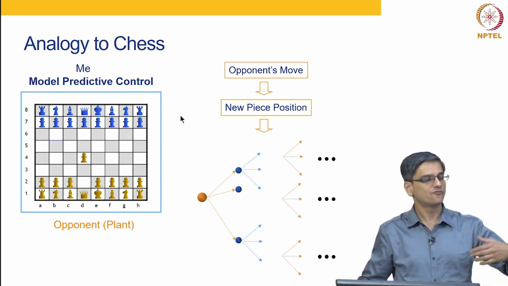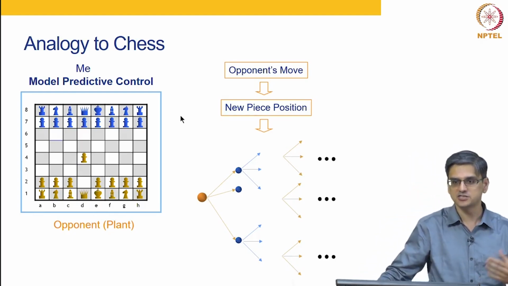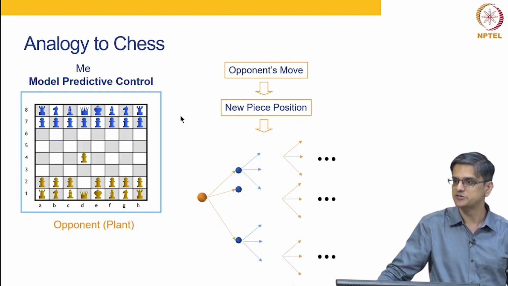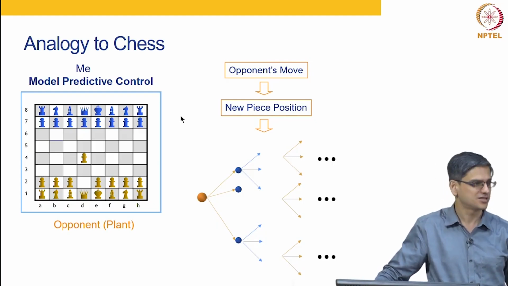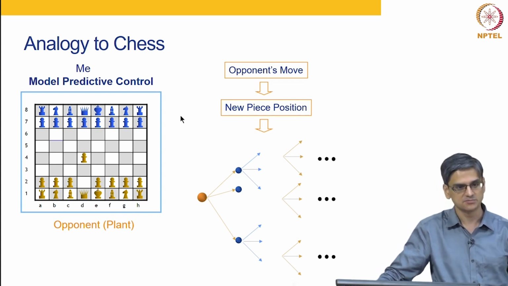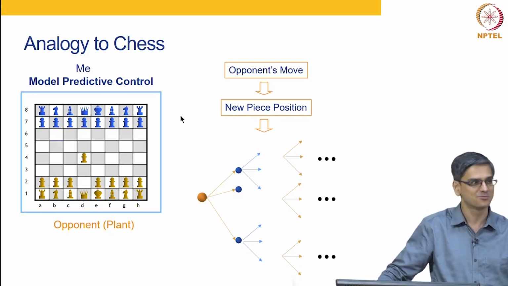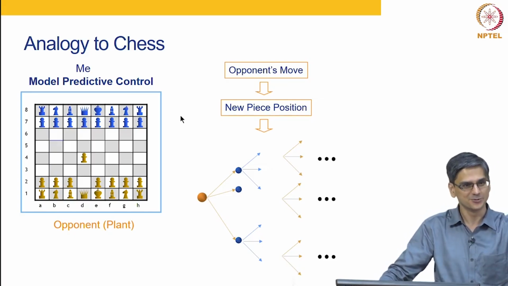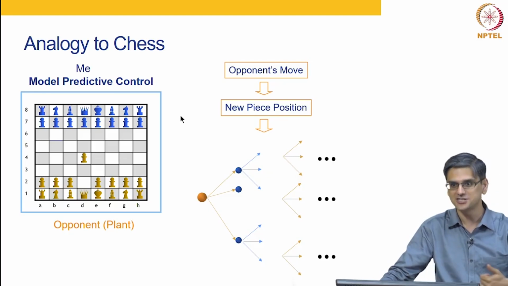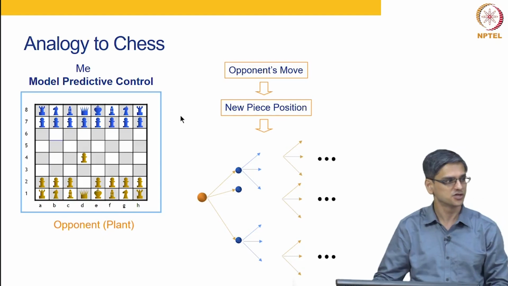Again, what is something that differentiates me from, let us say, Vishwanathan Anand? I can look at 2 or 3 time steps into the future. Vishwanathan Anand probably looks at 25 time steps into the future. Another difference might be that he has a much better model of what the opponent is going to do than I have. So, it is not just about the model, it is also about how far into the future you can predict.